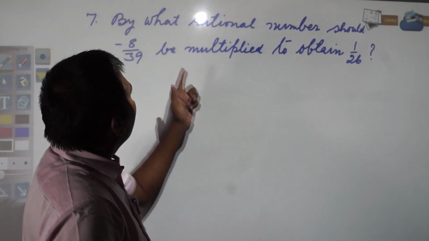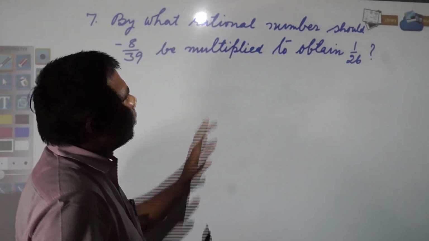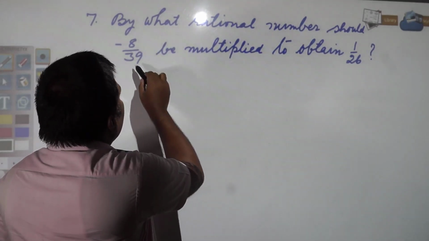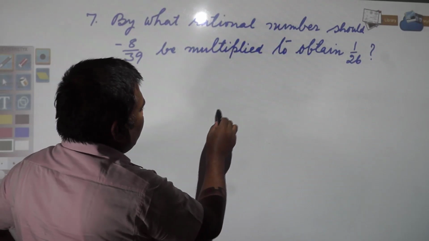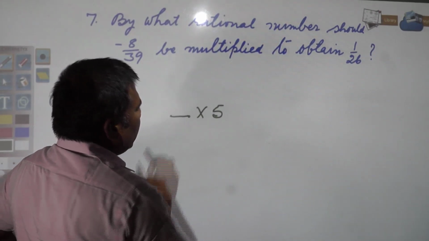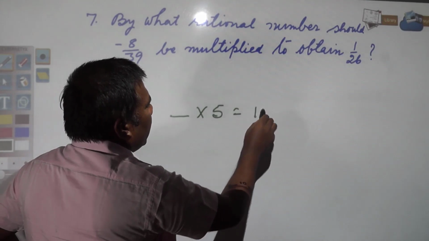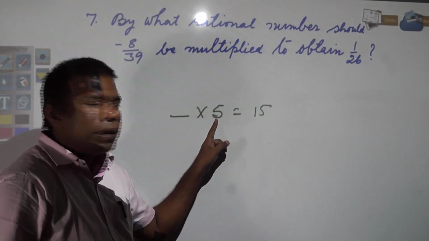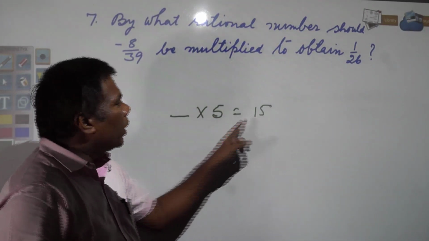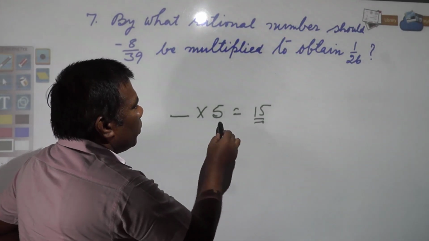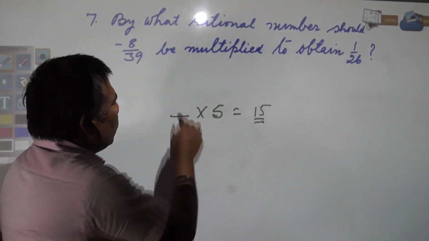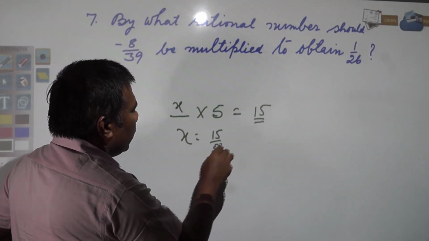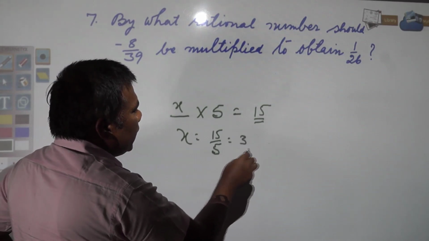Again, a very simple example I am giving you. By what number, suppose not a rational number, any number, should another number be multiplied? Suppose by what number 5 is multiplied so that you will get 15. What you need to do? This 15 needs to be divided by 5. So you will write x over here, and x will be equal to 15 by 5. So if an easy number is there, it can be found very easily.